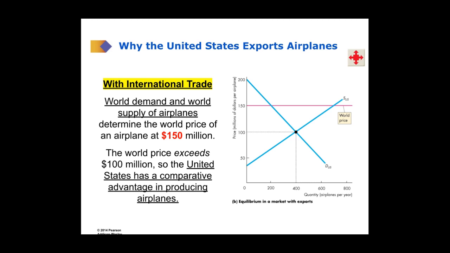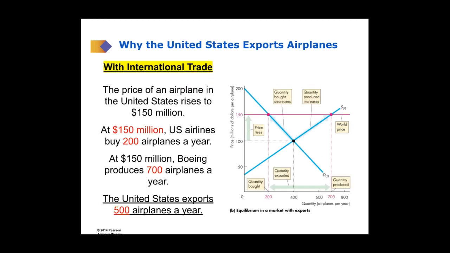So if we have international trade, the price of the airplanes will go from $100 million to $150 million, and at $150 million, the domestic producers will produce more airplanes, and they'll produce 700 planes instead of 400. So we have 700 planes being produced in the United States at a price of $150 million.